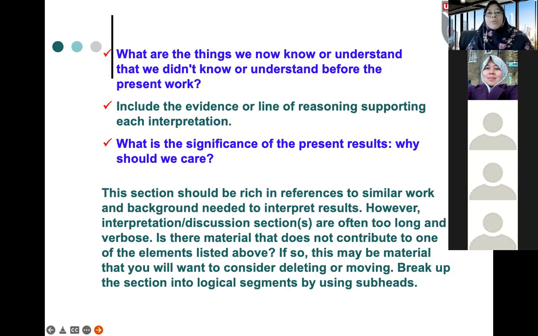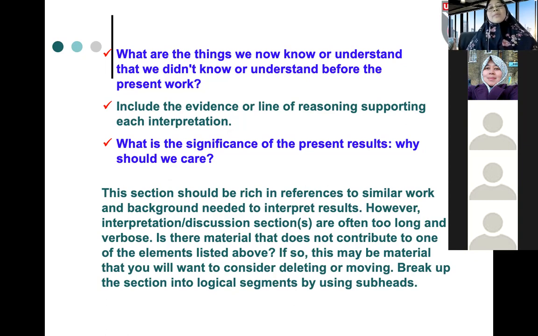What are the things we now know or understand that we didn't know or understand before the present work? Of course, this should be in the thesis, because in research or a dissertation, we want to do something that we do not know. It's not doing something that we already know. So that's why we pose the questions and try to answer them. Include the evidence or line of reasoning supporting each interpretation. Again, the evidence must be in the result itself.